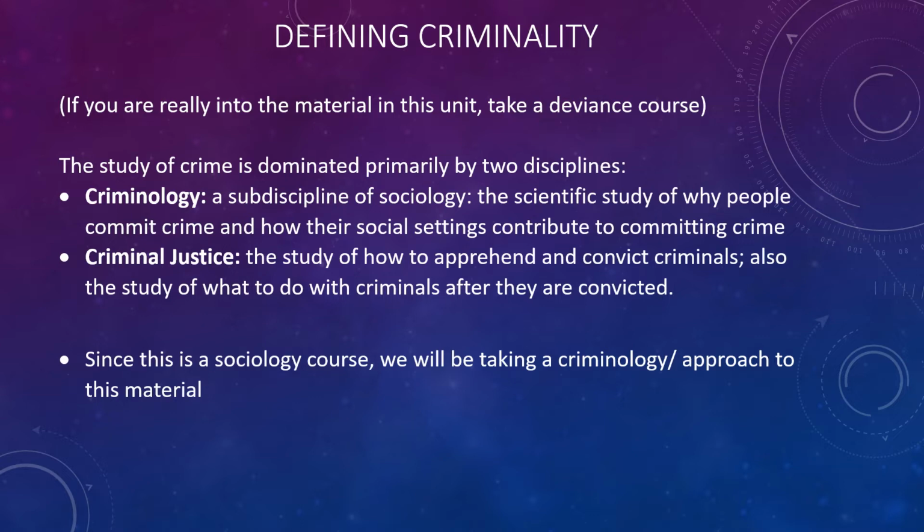Before we move forward, though, we have to define the difference between criminology and criminal justice. Criminology is a subdiscipline of sociology. As such, it is the scientific study of why people commit crime and how their social settings contribute to crime. Criminal justice, then, is the study of how we apprehend and convict criminals, also the study of what to do with criminals after they're convicted. Since, obviously, this is a sociology course, we will be taking a criminology approach to the material.